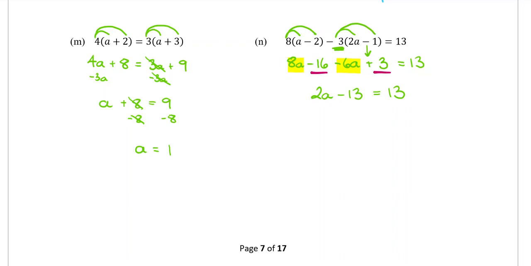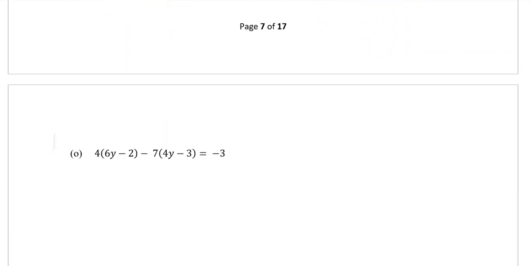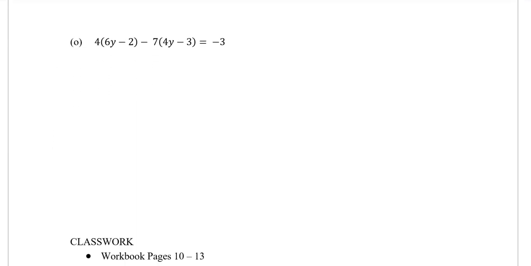All right, so everything's been collected. Now we're doing our solving steps. We're doing our opposites. We want to add 13, which gives 2a equals 26. And then to get rid of the 2, we divide by 2, and our answer is a equals 13. Okay, we are nearly done. There's just one more on the next page.